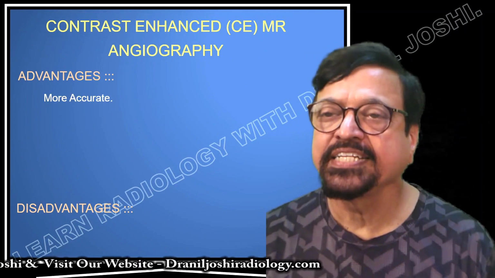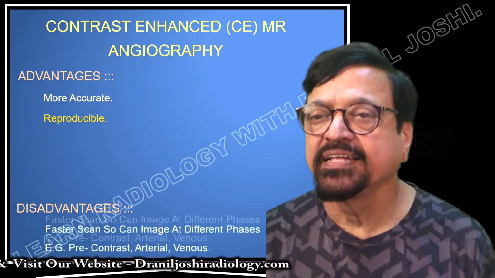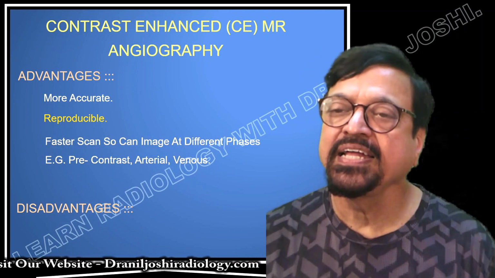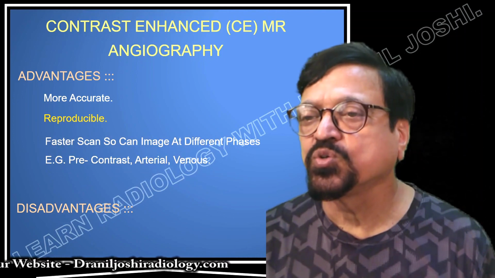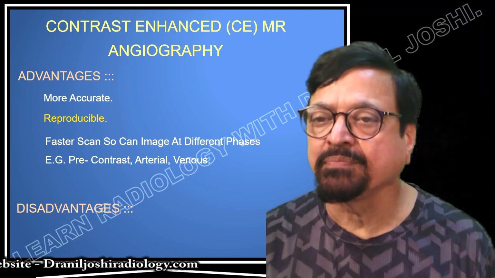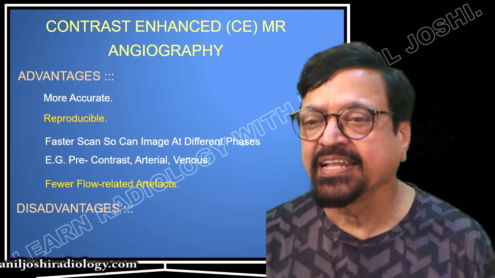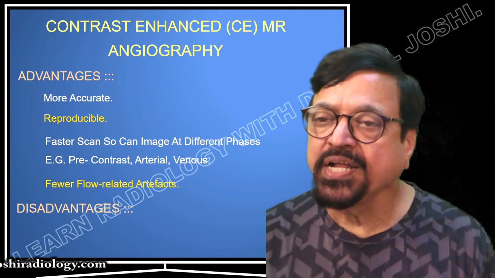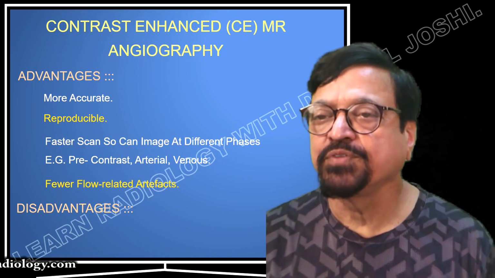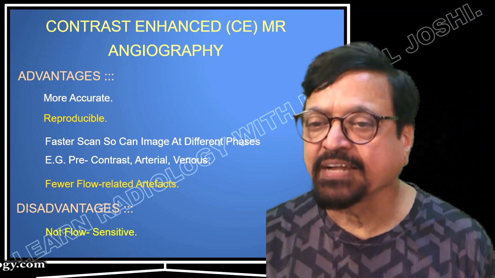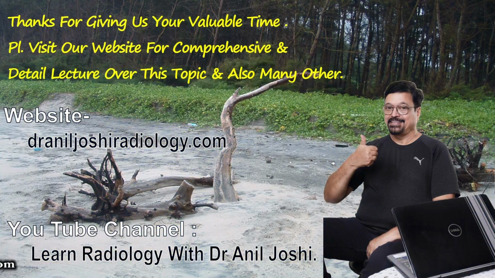Now let us see advantages: more accurate, reproducibility, faster scan, so can image at different phases, for example pre-contrast, arterial and venous. Then fewer flow related artifacts, so it will give clear images, and the disadvantage is that it is not flow sensitive. So we have seen in detail how MRI angiography works.